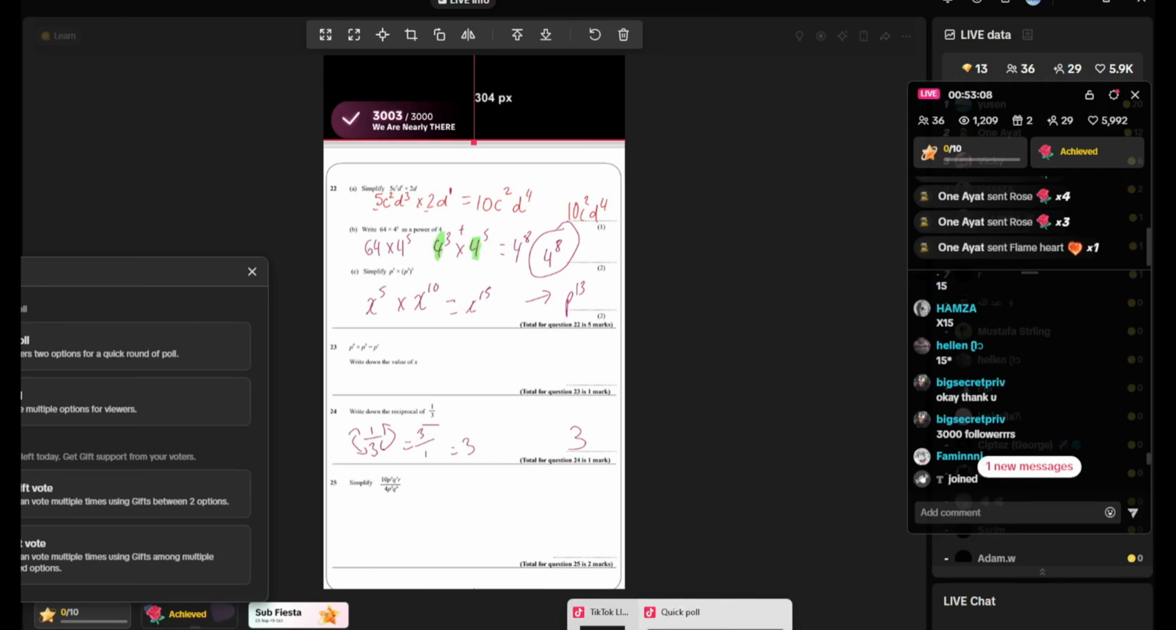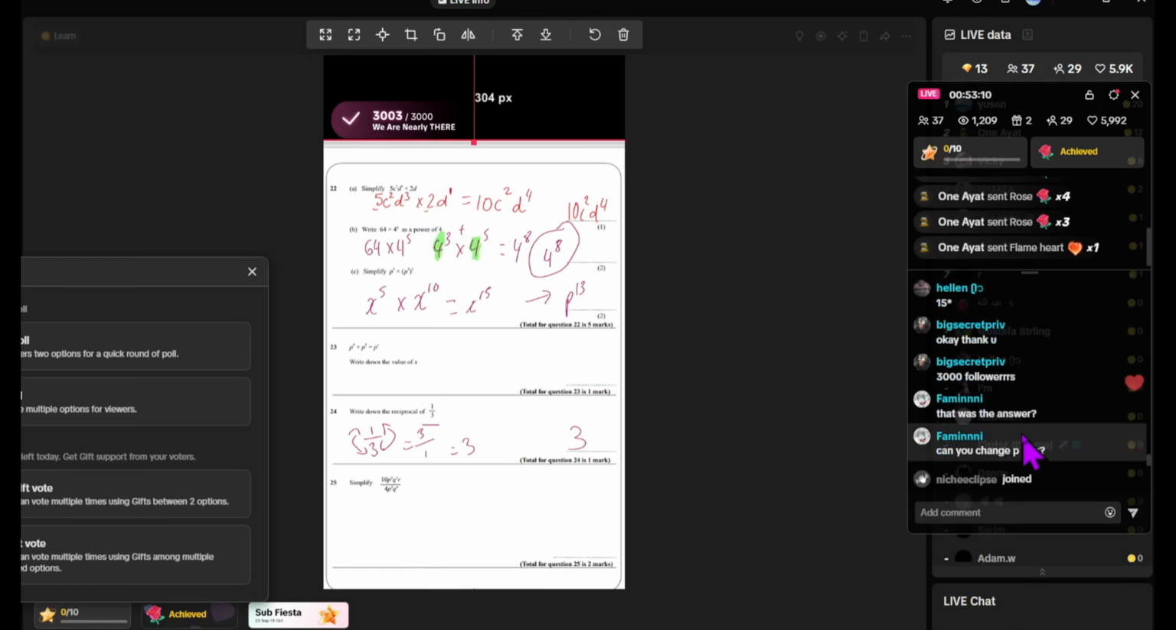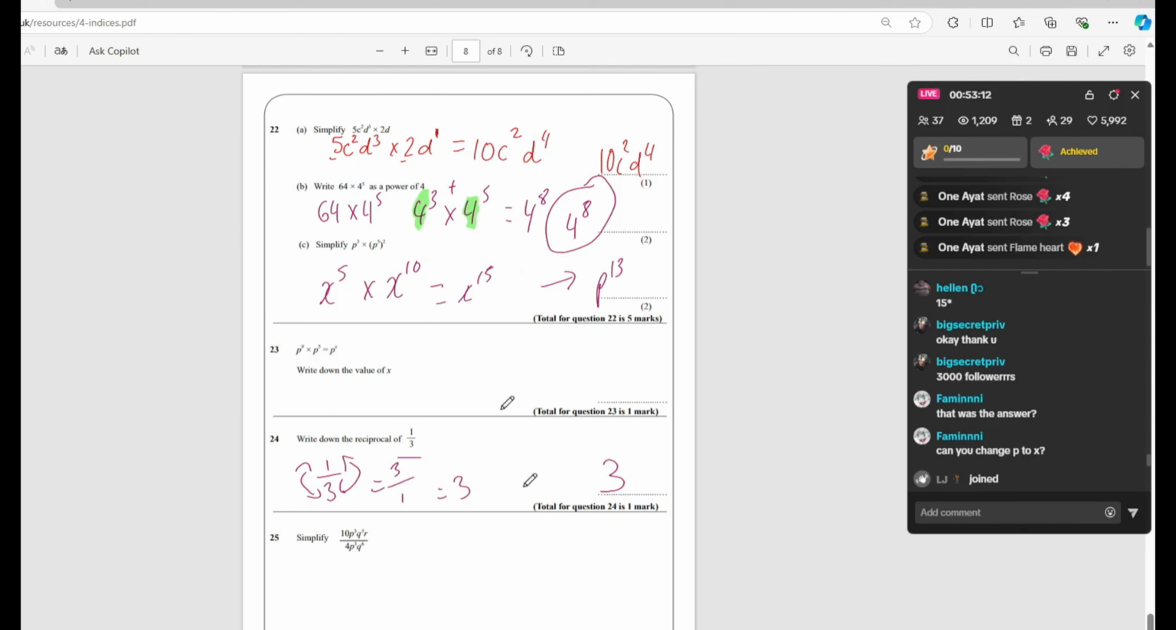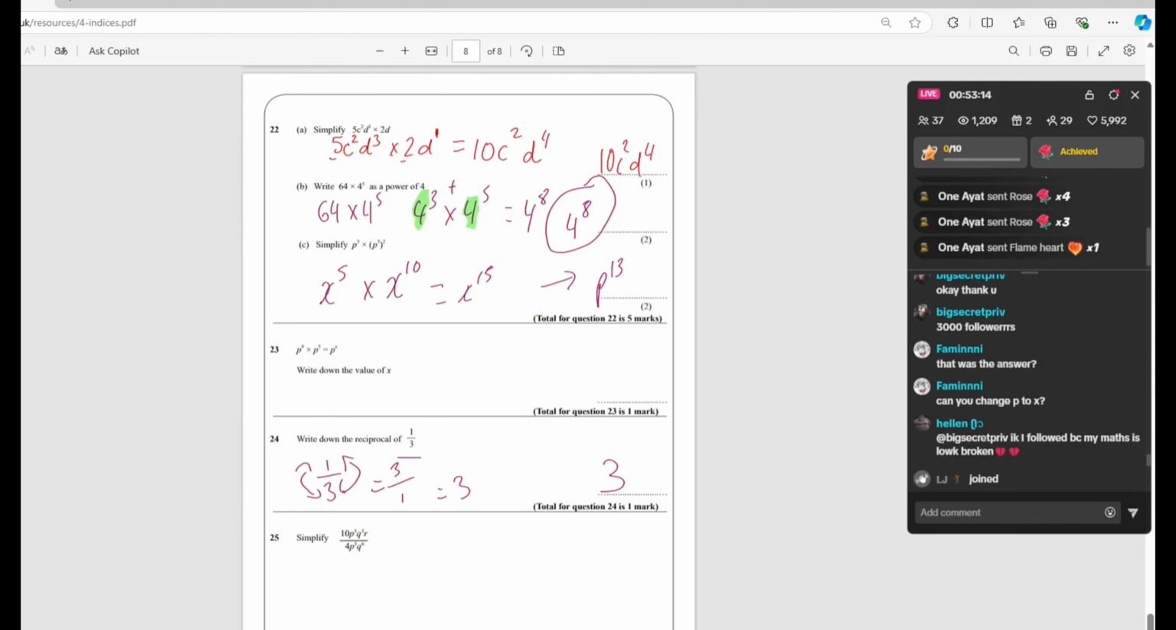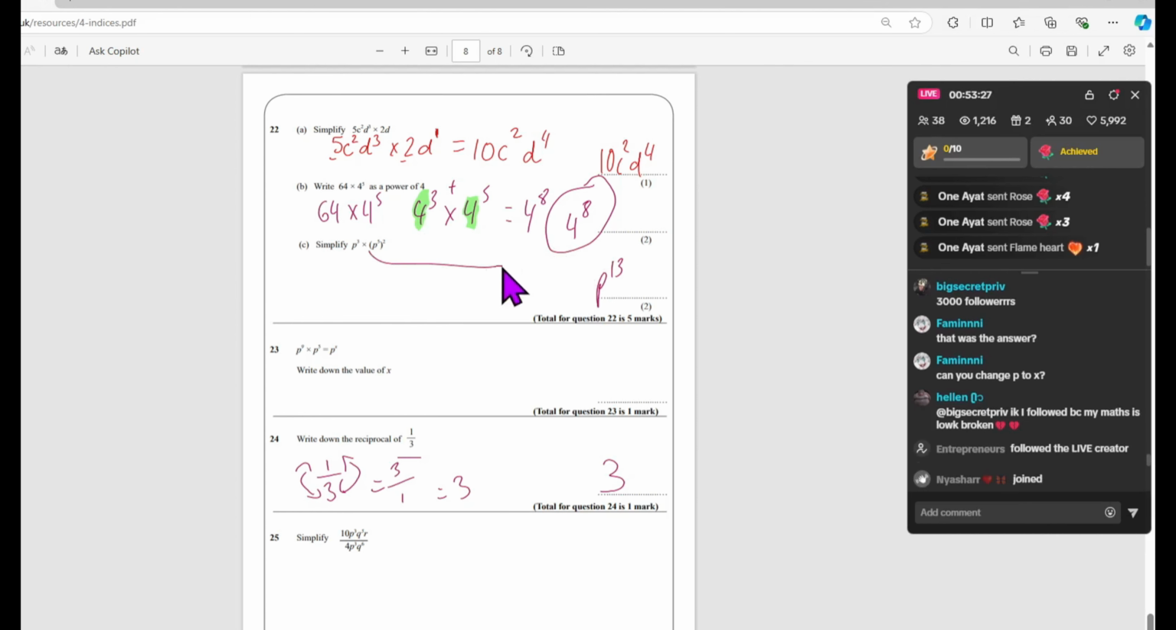Now the actual answer for the question. This is just examples, okay? I was helping, okay? These are just examples. The actual answer is P13, okay? The actual answer is P13.